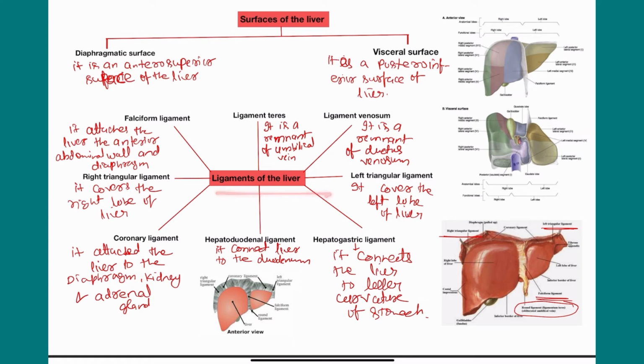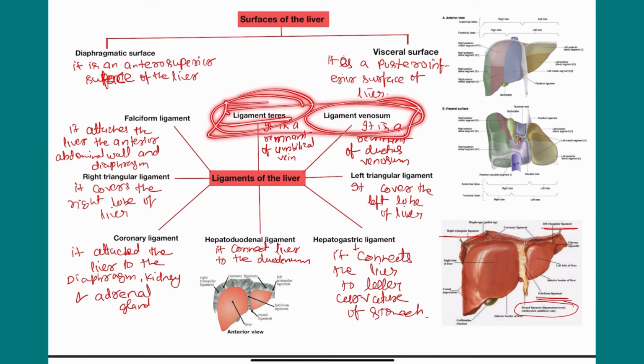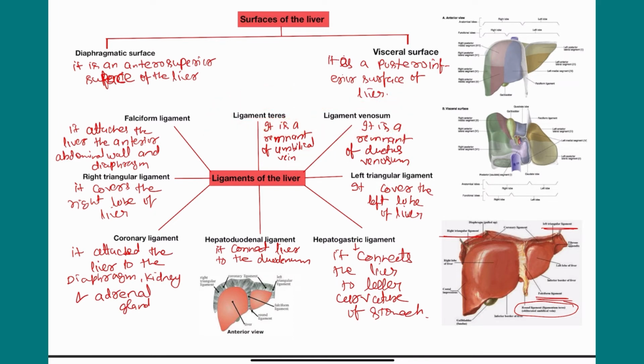There are 6 to 8 ligaments connected with the liver. First is the falciform ligament, which attaches the liver to the anterior abdominal wall and the diaphragm. Second are the ligamentum teres and ligamentum venosum, which are remnants. Ligamentum teres is the remnant of the umbilical vein, and ligamentum venosum is the remnant of the ductus venosum. Then there are the right triangular ligament, which covers the right portion of the liver, and the left triangular ligament, which covers the left portion of the liver. The coronary ligament attaches the liver to the diaphragm, kidney, and the adrenal gland.